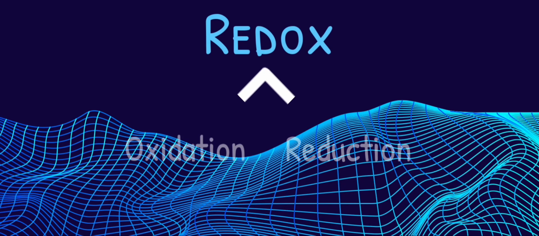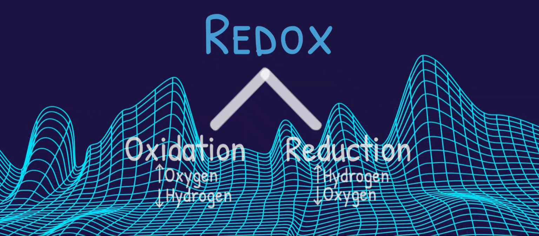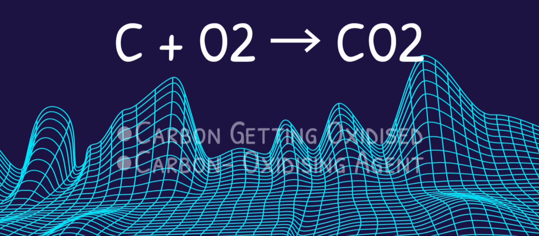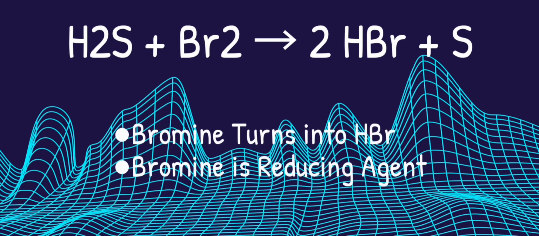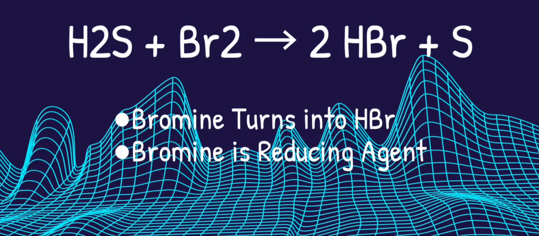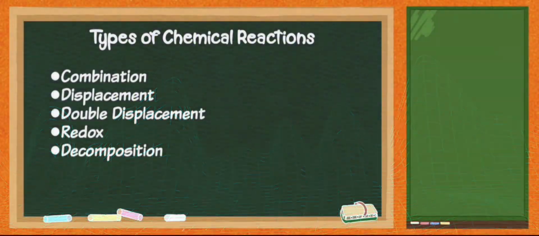Now, redox reaction has two different types: oxidation and reduction. Oxidation is the increase of oxygen and decrease of hydrogen, while reduction is the increase of hydrogen and decrease of oxygen. Now let's look at some examples of this. First is carbon dioxide, where carbon is getting oxidized. Thus, carbon is the reducing agent here. Another example is hydrogen sulfide plus bromine. Here bromine turns into hydrogen bromide. Thus, bromine is the oxidizing agent here.